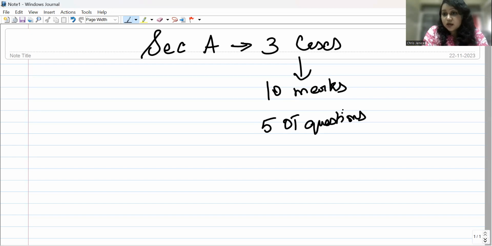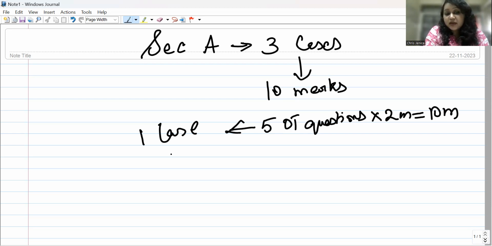You'll be given options out of which you have to pick the right answer. Each question will be 2 marks, so you're going to get 10 marks for one case. You will have 3 such cases. So practically you'll be getting 30 marks from section A. Okay, 3 cases, and for each case you'll have 5 questions. 5 into 2, 10 marks. So 10 into 3 cases, you're going to get 30 marks.